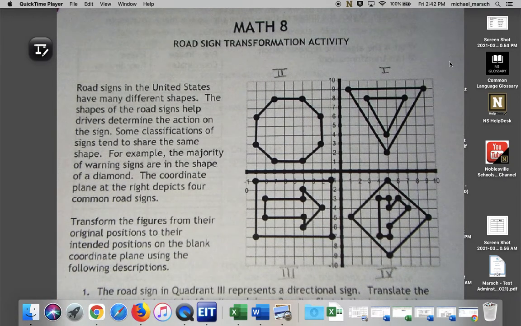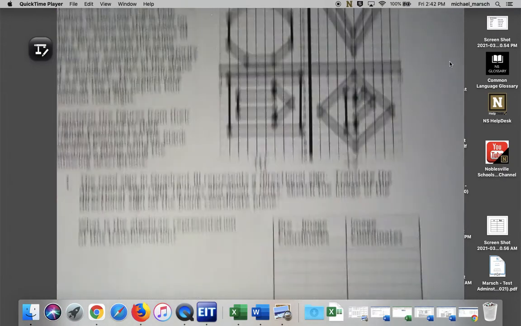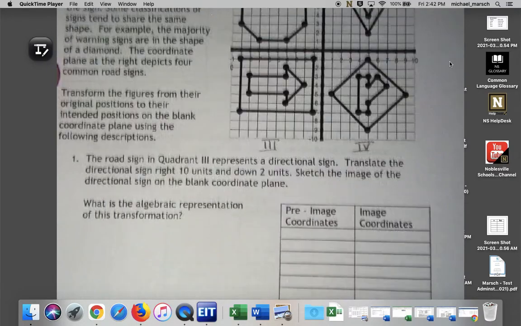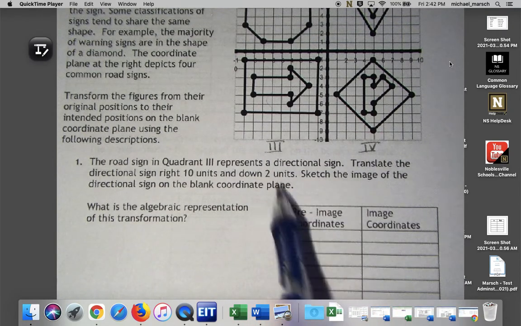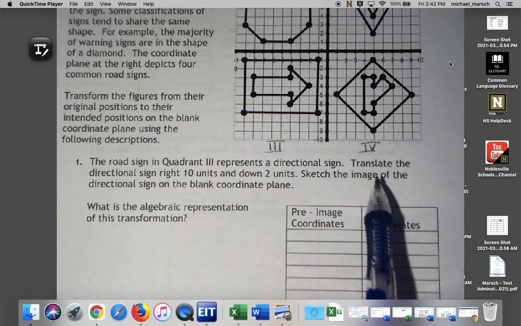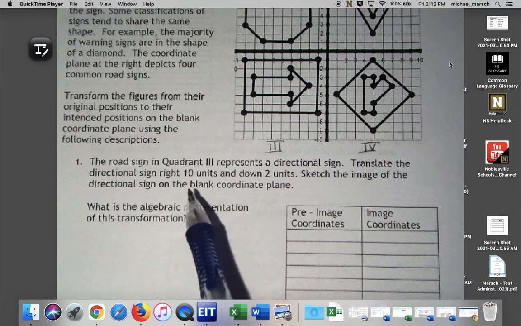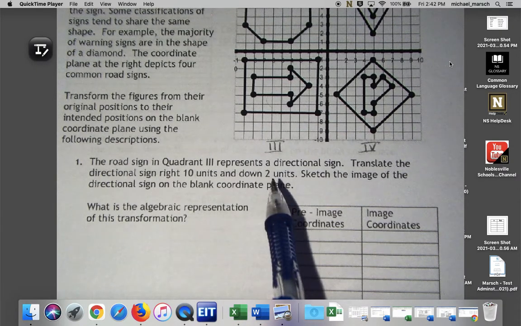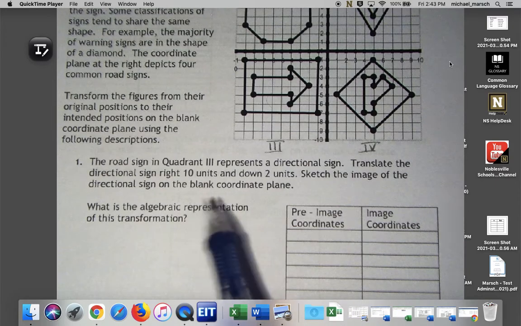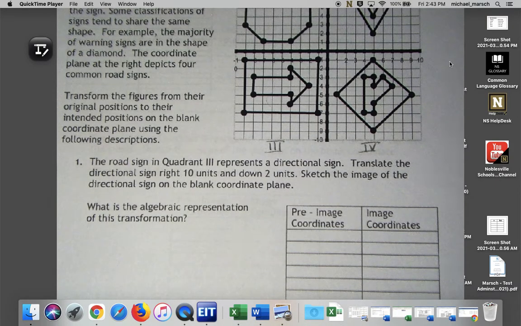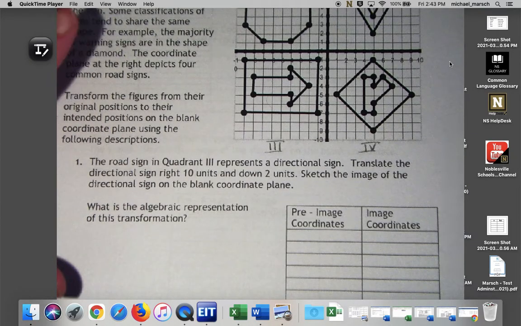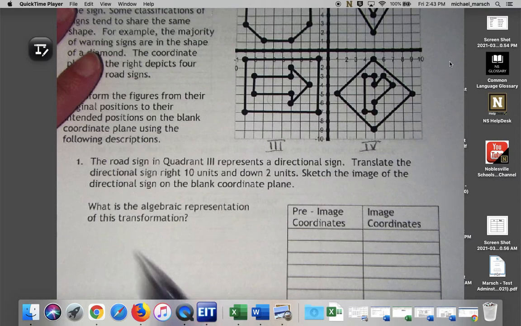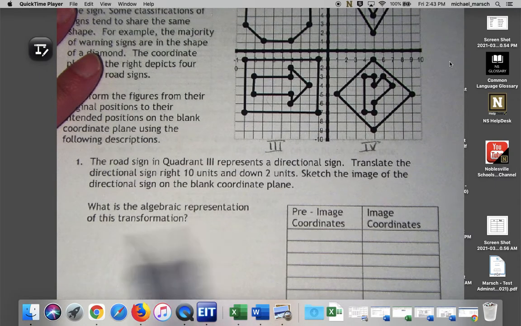Okay, so let's look at question 1. It says the road sign in quadrant 3, so we're talking about this arrow one, is a directional sign. Translate the directional sign right 10 units and down 2 units. Sketch the image of the directional sign on the blank coordinate plane. So this last page that you have here is the blank coordinate plane that we're going to be putting our new images on. Let's refresh our memories how to do an algebraic representation of this transformation, right?